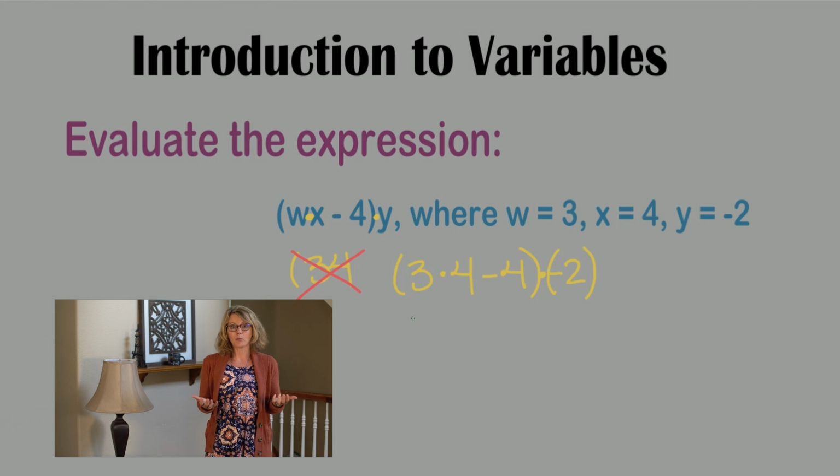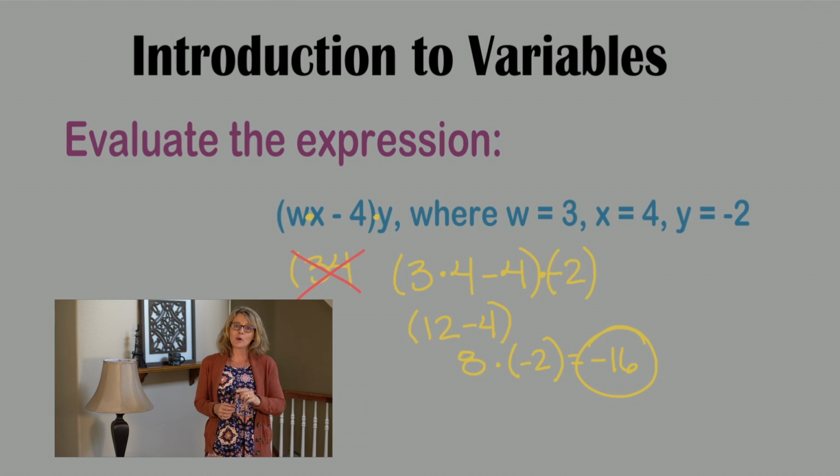We get to do normal math. Using our order of operations, we do parentheses first. So there's 3 times 4 minus 4. 3 times 4 equals 12. Minus 4 from that equals 8. This whole group equals 8. Then it's times the -2. 8 times -2 is -16 for our final answer. Once we know how to put the numbers where they go, it's just normal math after that.